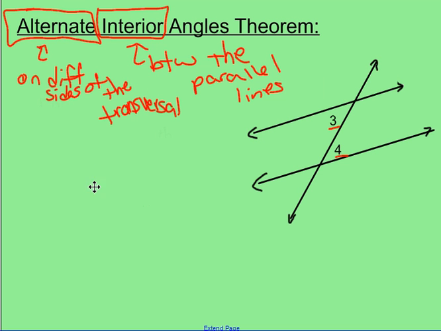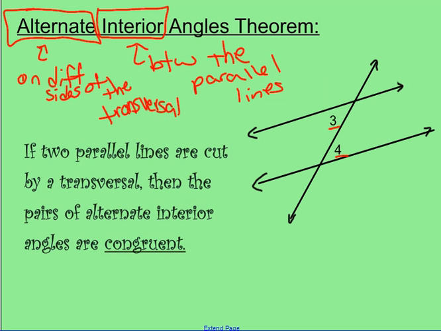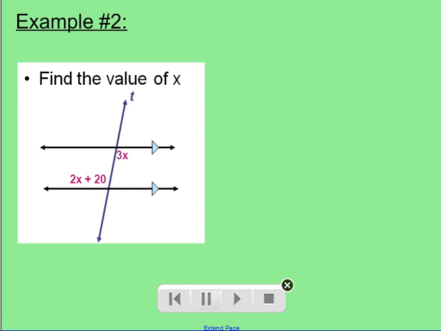These are important. And so we have a little definition, or a fancy math definition of this theorem. If two parallel lines are cut by a transversal, then the pairs of alternate interior angles are congruent. Congruent, remember, means equal. So this is another situation where the two angles are equal. And we're going to work through an example here of how we might solve a problem like this.